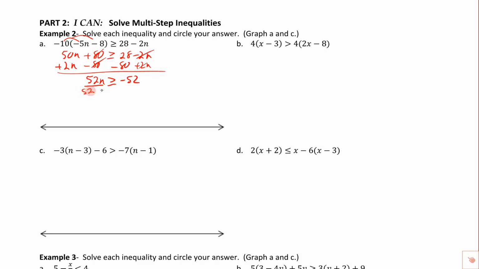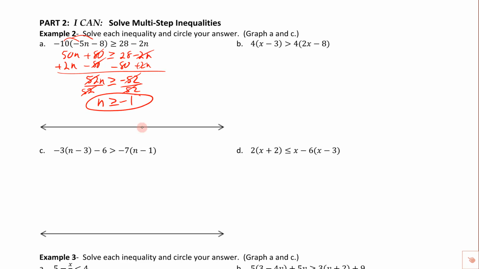We're going to divide by 52 over here and 52 over there. We're dividing by a positive, so that doesn't change the direction of the inequality. So it's going to stay a greater than. So n is greater than or equal to, this is negative, and 52 divided by 52 is 1. So there's the answer right there.